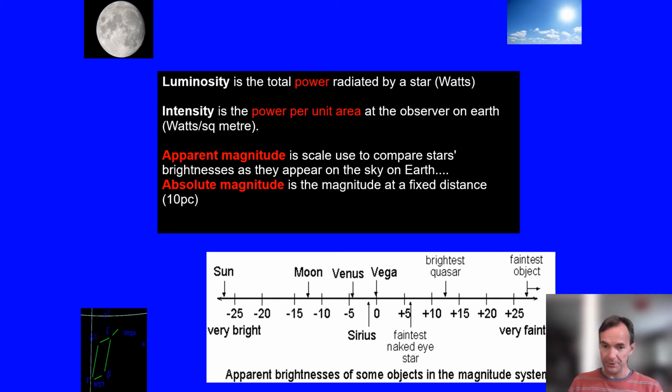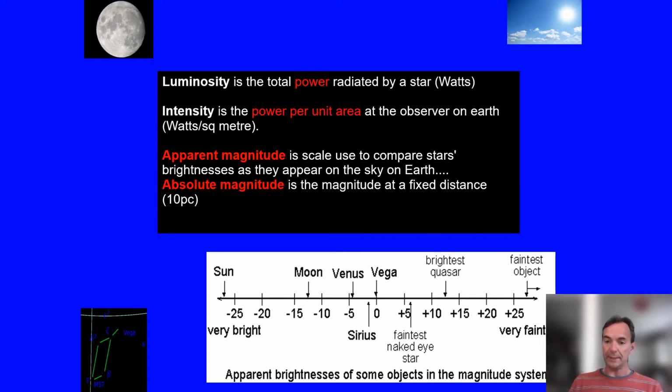Now, this is what Hipparcos did. Just stay with me on this one. He gave a scale where he sort of fixed the dimmest stars to have a magnitude of 5-ish. It actually turned out to be 6, but let's go with 5. The sort of medium brightness ones were 0, and the very bright ones were sort of -5. I know that's the wrong way around, but nevertheless, that's what he thought.